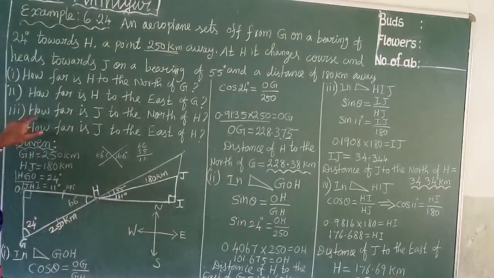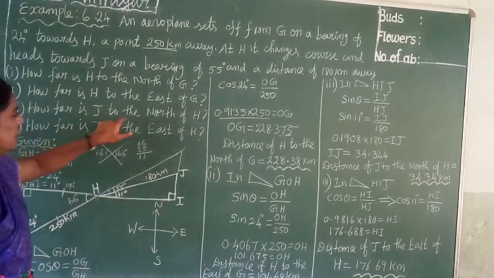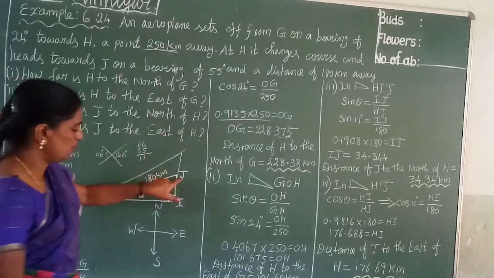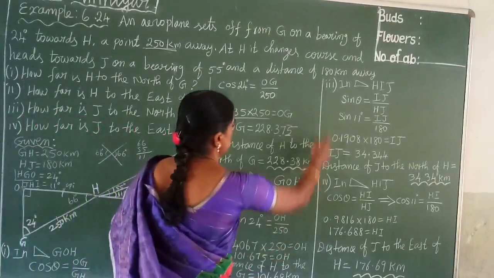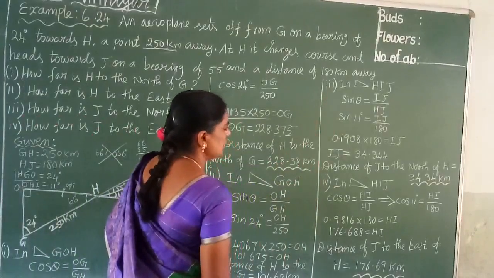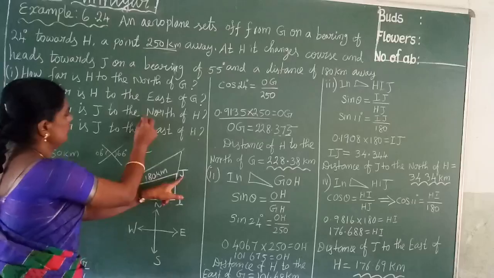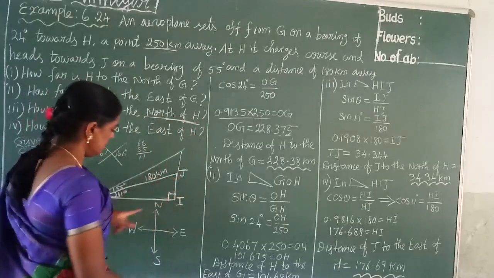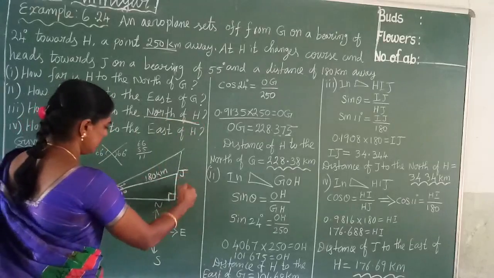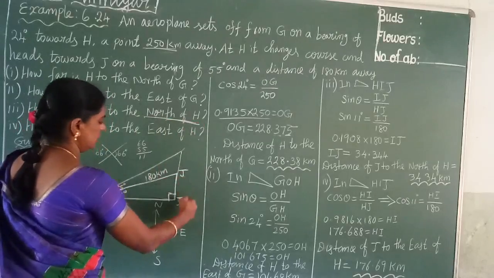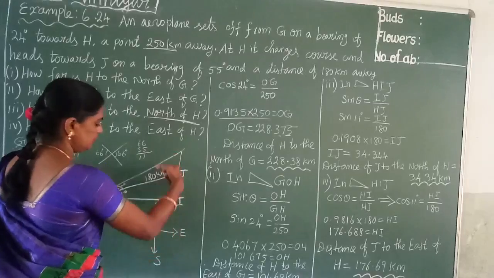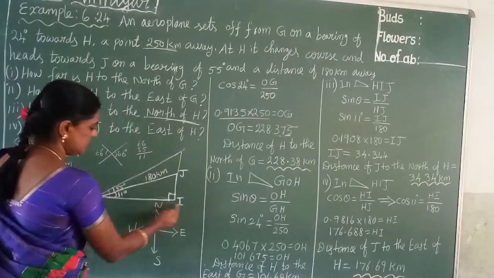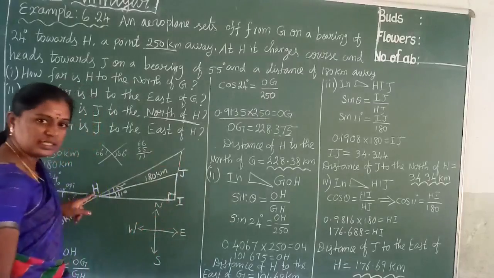Third one, how far is J to the north of H? So this is clear. Third one, what is that? North of H. So we want to find IJ. That is north, no? So that is the north. Clear? Here to here, that is the north direction. This one we take means east. That is HI. Clear?